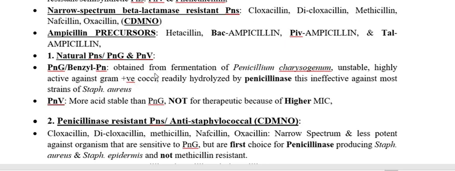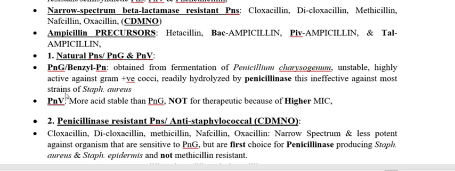Another interesting point is that this one is not a broad spectrum. It mainly acts against gram-positive cocci, so you can say this is narrow spectrum. And the third interesting point with penicillin G is that the beta-lactam ring of penicillin G is destroyed by the enzyme penicillinase secreted by the resistant bacteria, that is, most strains of Staph aureus.